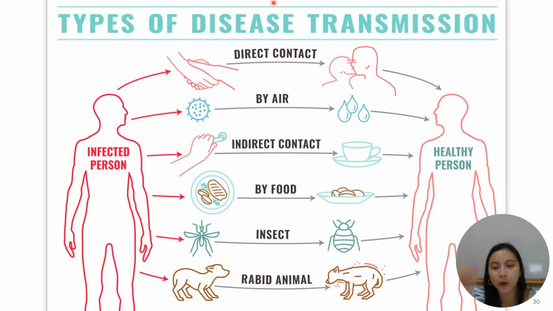There's also the transmammary mode of disease transmission. Transmammary means there are certain parasites that could cross through the mother's milk. So there's a possibility that the child could ingest the parasite through the mother's milk. So that's transmammary.